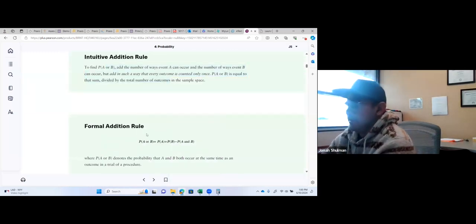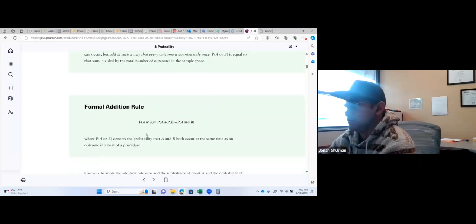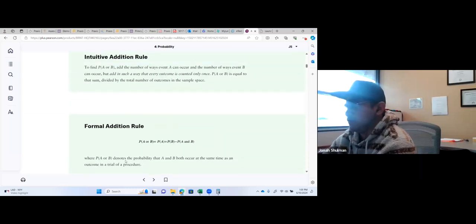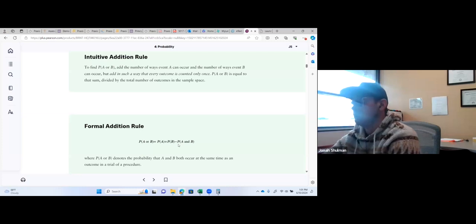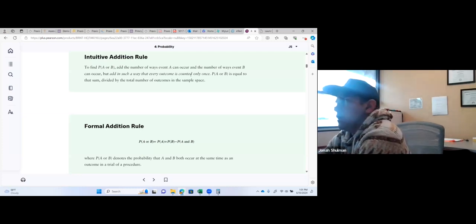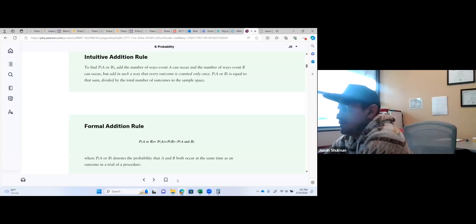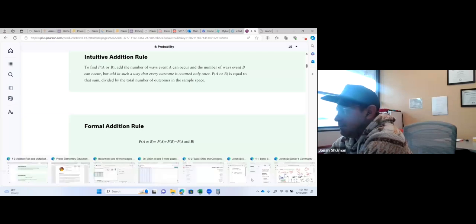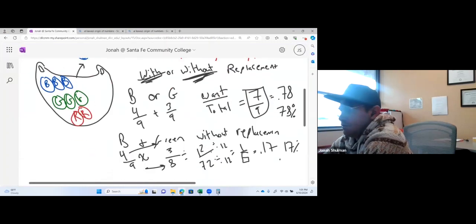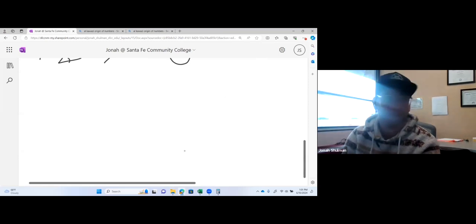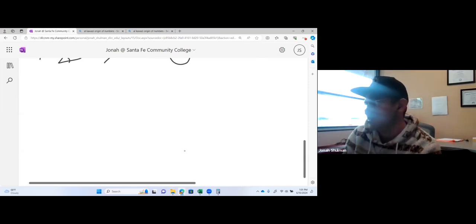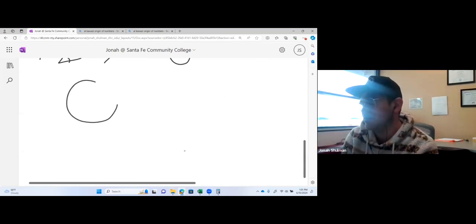All right. Now, this is important. A or B, the formal addition rule, at the same time as an outcome in the trial procedure. So what does this mean? This is the probability of A happening plus the probability of B happening minus P of A and B. Okay, probably the best way to think about this is a Venn diagram. All right, what do I mean by Venn diagram? Here we go. So here's the Venn diagram.